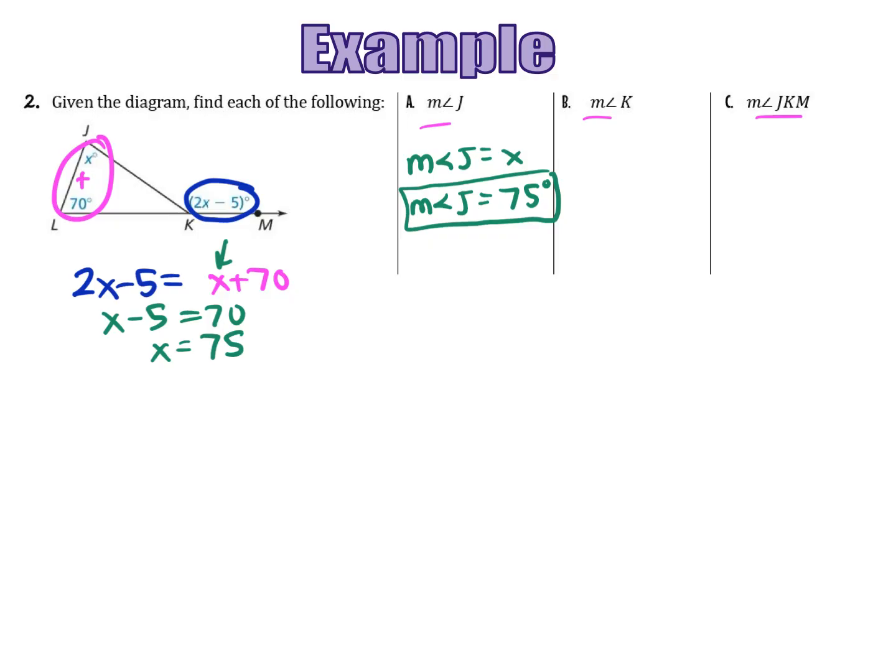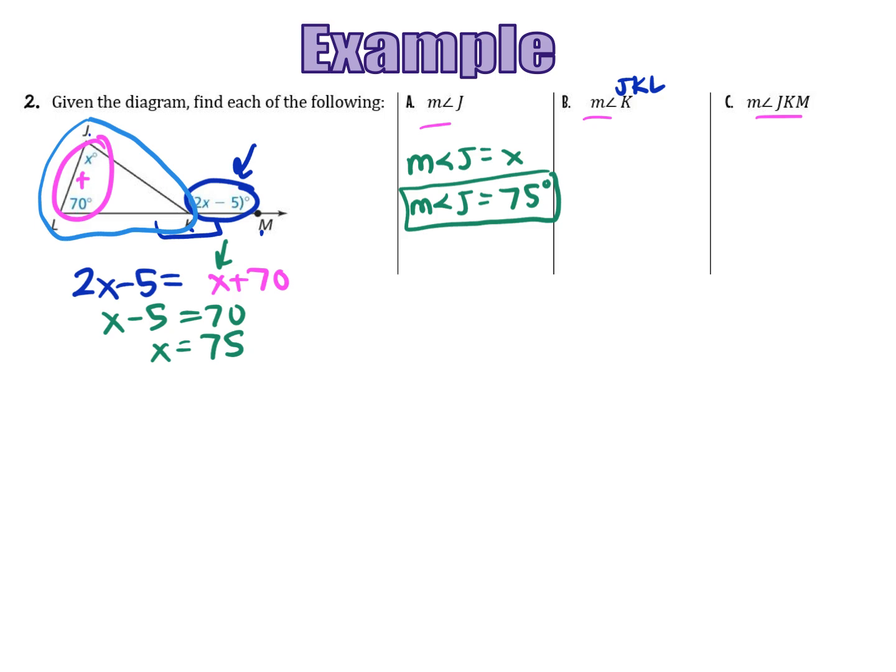Now, in order to find the measure of angle K, which, let's actually rewrite this, JKL. I think that's a better way to word that. And there's a couple of ways that we can find the measure of angle JKL. We could either use the fact that we found x, and if we know what x is, we can find the measure of angle JKM, and then subtract that from 180 because this is a linear pair. Or we can use the triangle sum theorem and say that the measure of angle J plus the measure of angle L plus the measure of angle JKL is going to equal 180.